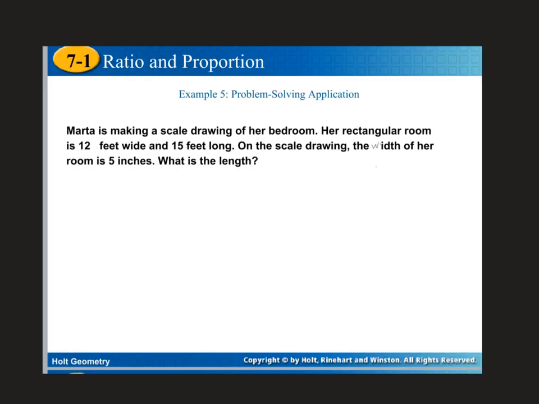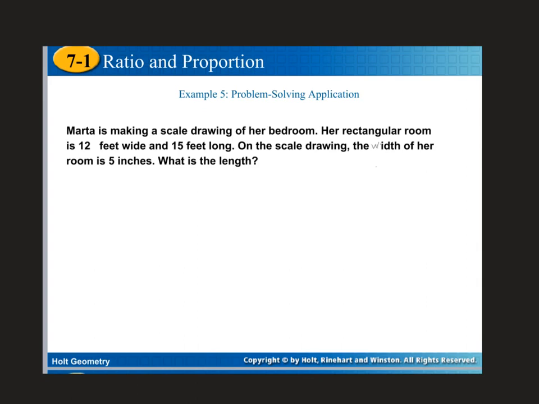So here we have a problem about a girl, Marta, and she's making a scale drawing of her bedroom. Remember, scale drawing means it's not the same size, but it's going to be in proportion. Of course, she's not going to make a drawing that's life size of her bedroom. She's going to have it on a piece of paper, and it's going to be in the same proportions as her room. Her rectangular room is 12 feet wide and 15 feet long.